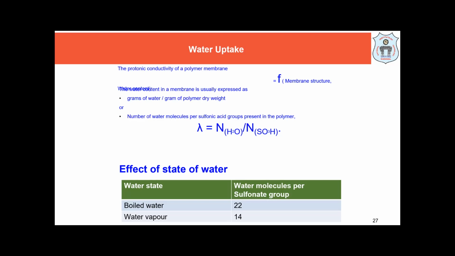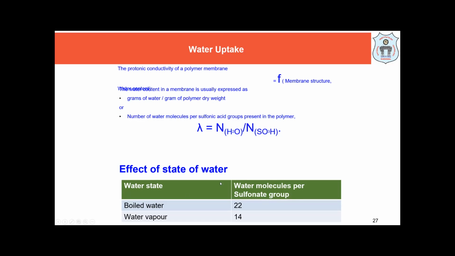What is the water content that is available in the membrane? That's what defines the ionic conductivity of the polymer membrane. So how many water molecules can be present per sulfonic acid group in the polymer is given by lambda equal to n of H2O by n of HSO3 groups.